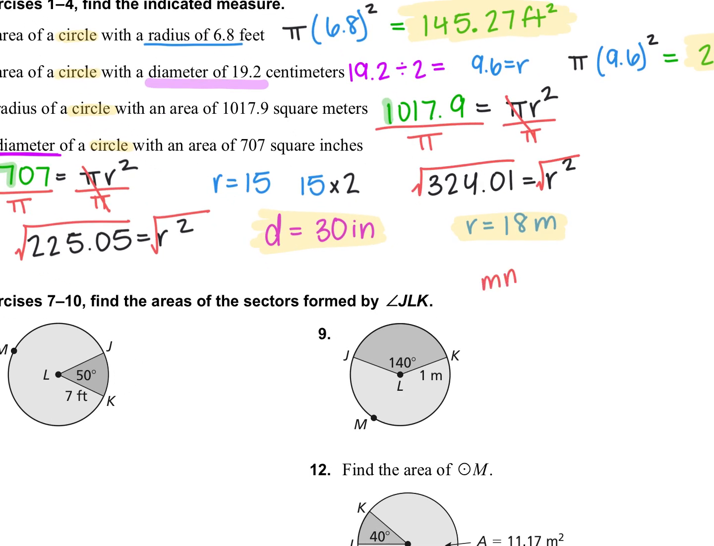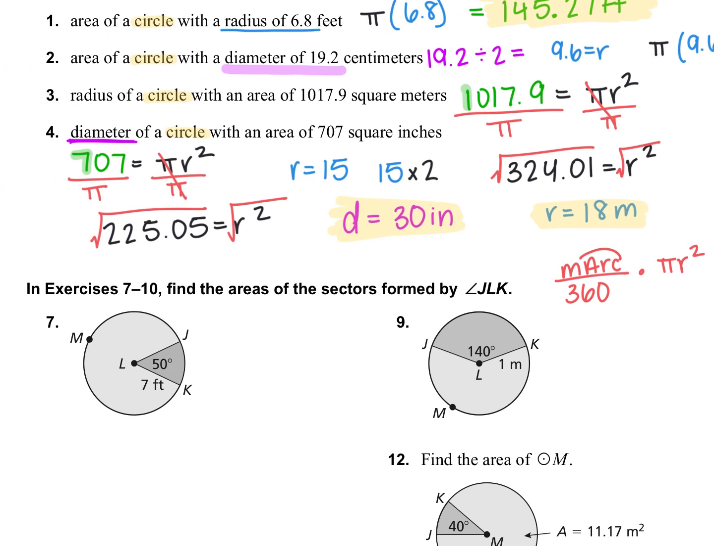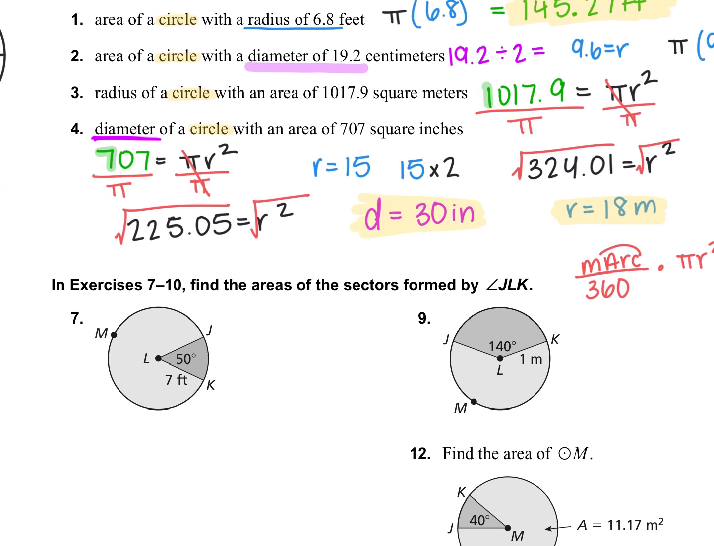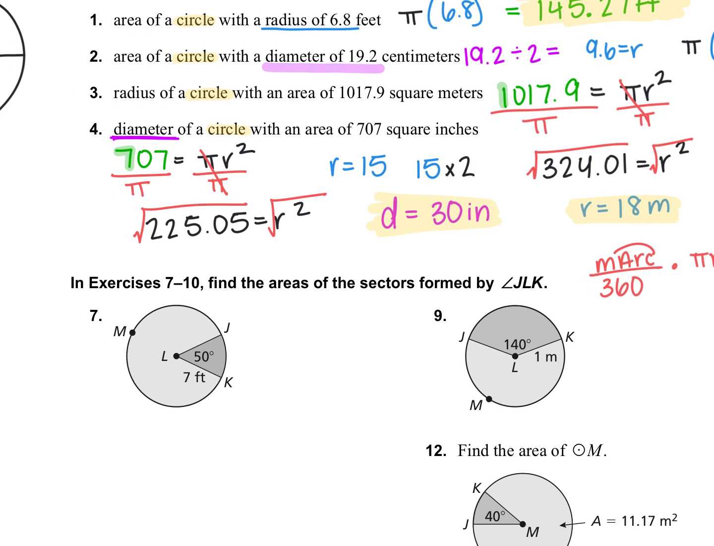Good, the measure of the arc over 360. Perfect, times pi r squared. Okay, this is what I'm going to be using for these. And looking at number 7, what's the measure of the arc? So actually, before, let's read the directions.